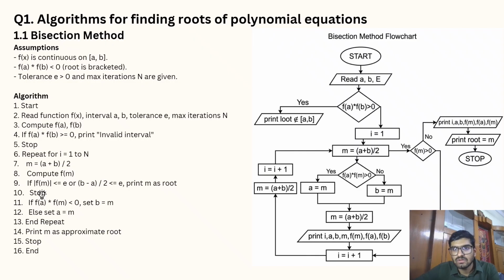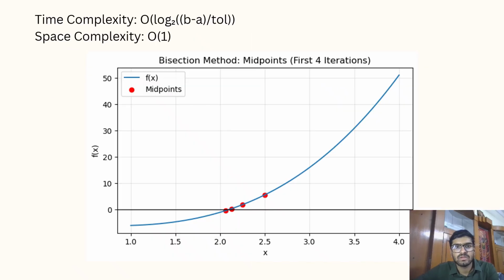Then the same logic of the algo is explained in the flowchart given here, where every condition statement is properly mentioned. And then the time complexity for the following algo slash flowchart is big O of log base 2 of b minus a divided by tolerance. The space complexity here is big O of 1.